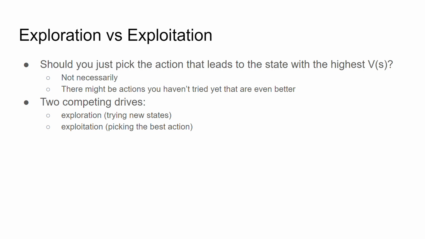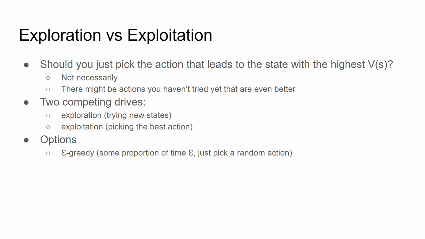Any of these sorts of learning systems, you've got to have some sort of way of trading these things off. There's a bunch of options out there. The simplest one is called epsilon greedy, which is just, hey, pick a probability, some number, I don't know, 10% of the time. 10% of the time, just pick a random action.